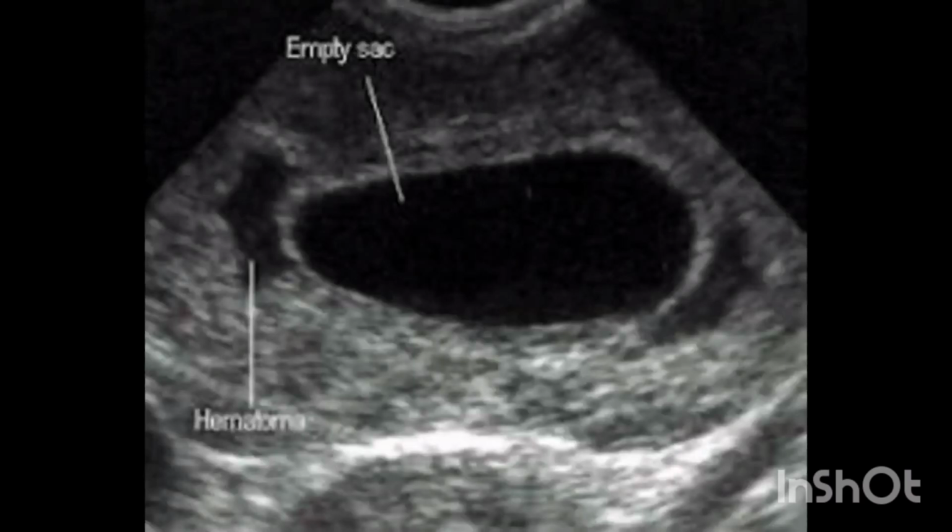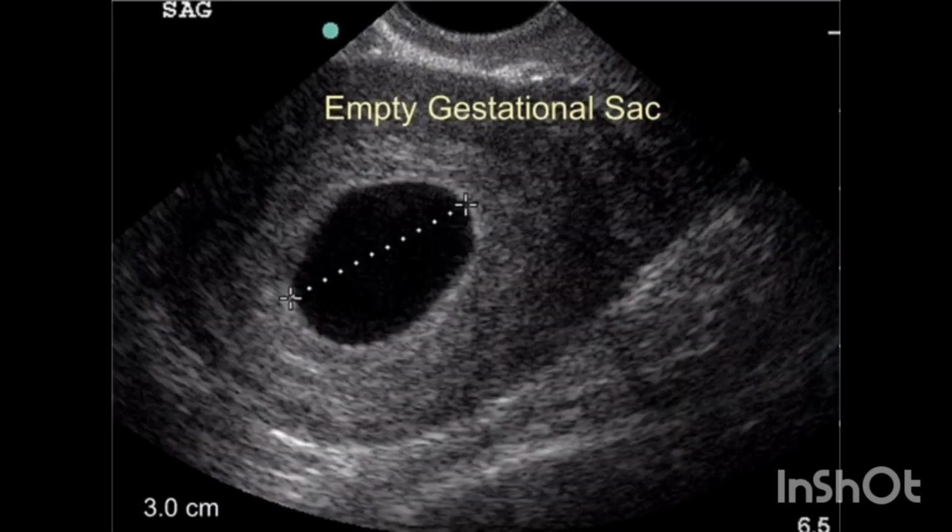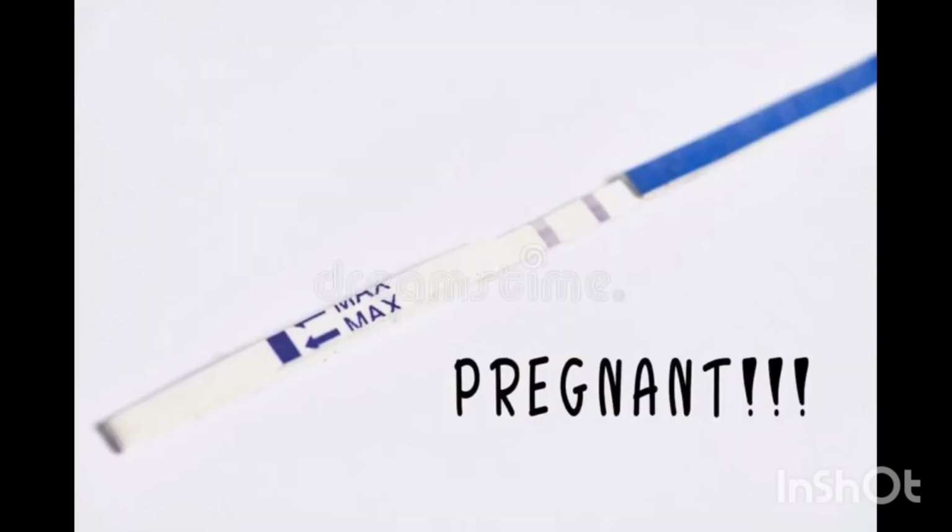The blighted ovum, also called an anembryonic pregnancy, occurs when an early embryo never develops or stops developing, and it is resorbed and leaves an empty gestational sac. The reason this occurs is often unknown, but it may be due to chromosomal abnormalities in the fertilized egg. Blighted ovum usually occurs early in pregnancy, sometimes before you even know you're pregnant. However, you may be aware of your early pregnancy because of a positive pregnancy test or missed menstrual period.